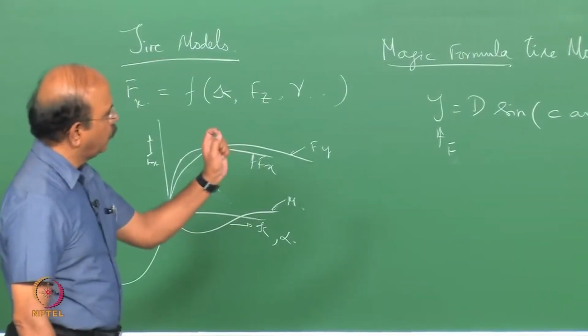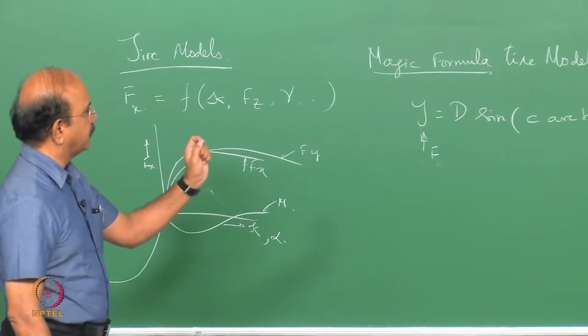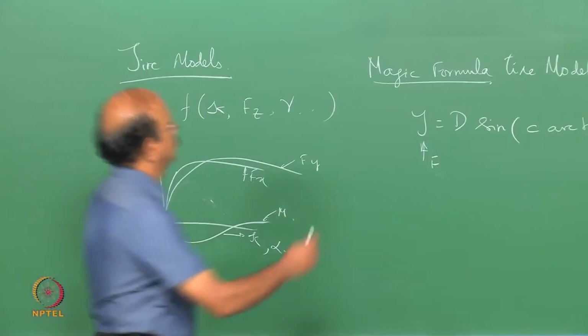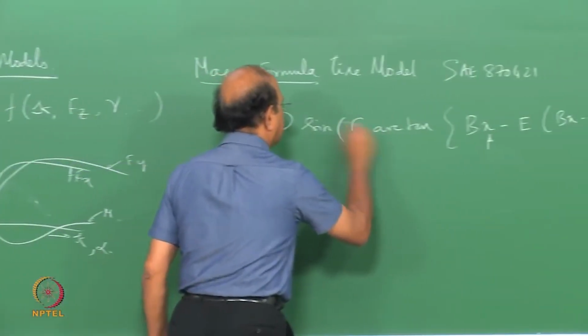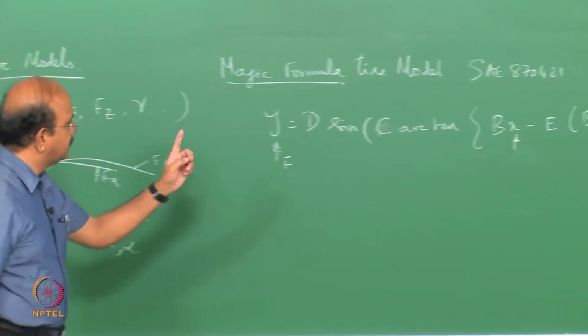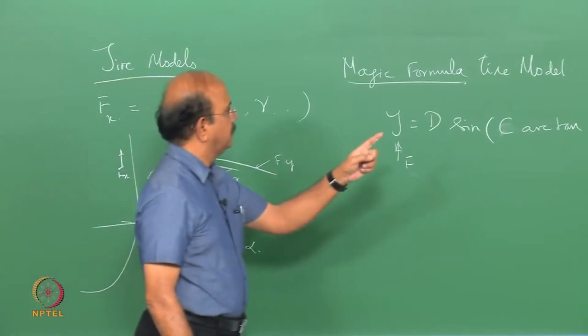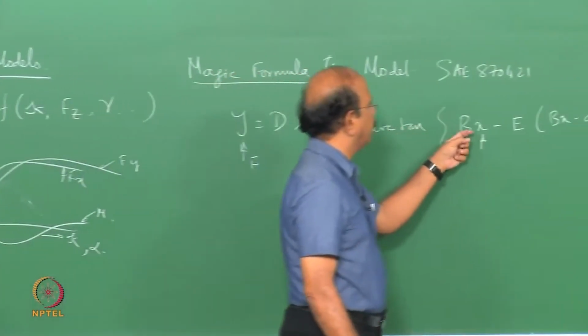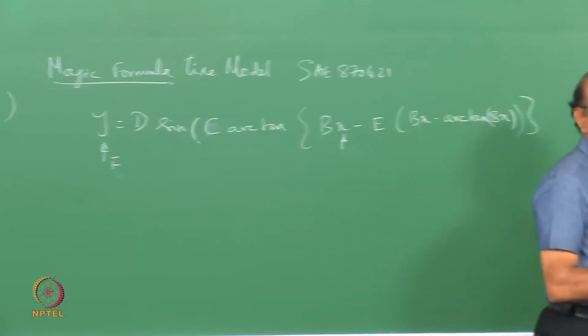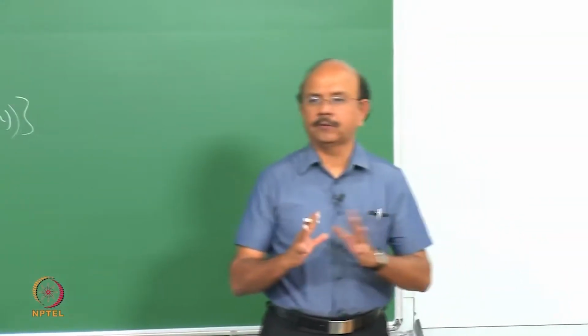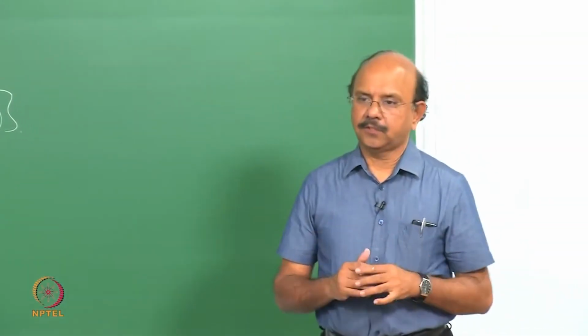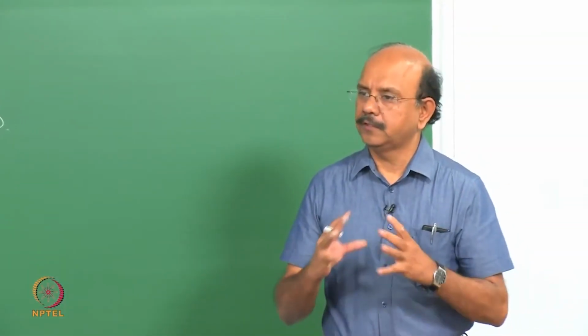Fundamentally, we have four factors: B, C, D, and E. These are the four things that are there. I would call them four constants, constants since they depend upon Fz.